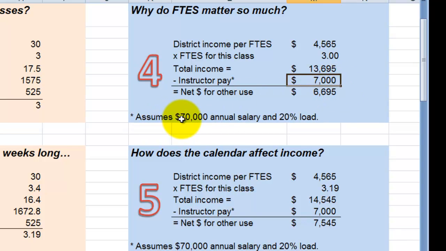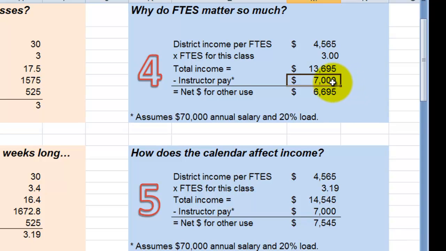We're just assuming that it's a $70,000 annual salary, and the class is a 20% class, and that comes up with the instructor being paid $7,000 as salary for that class. But if you had someone with a lower annual salary, then that number would go way down. If you had adjunct faculty, that would go down quite a bit. Some of our more seasoned faculty earn almost $100,000 a year, so this number goes up quite a bit.